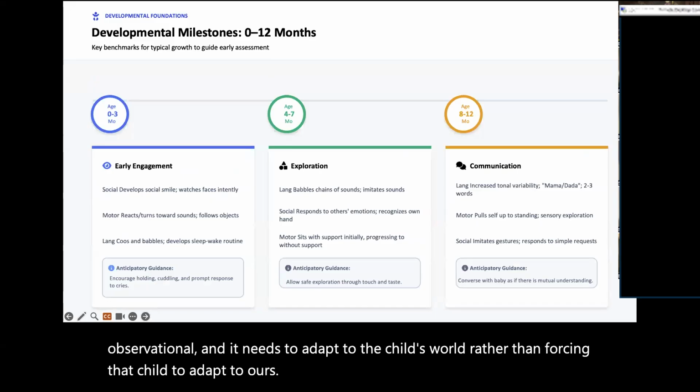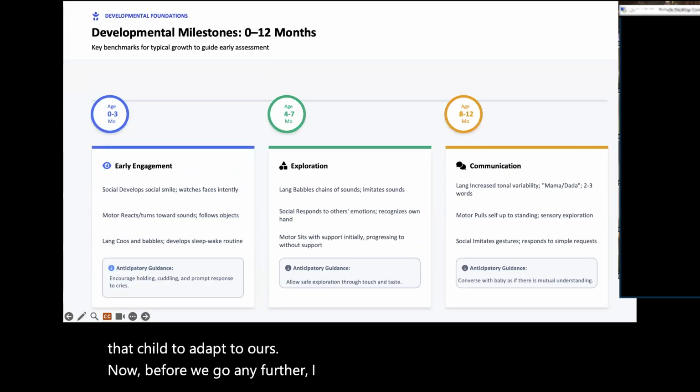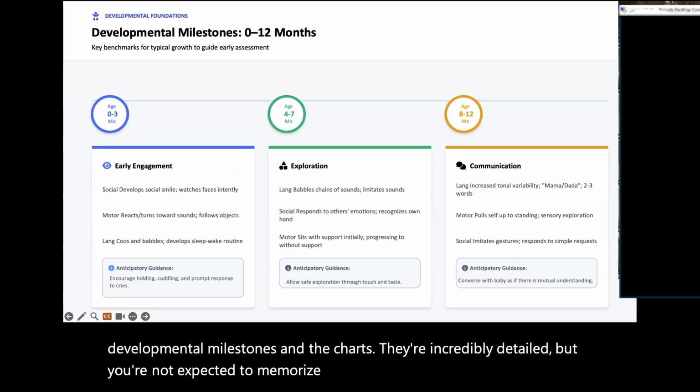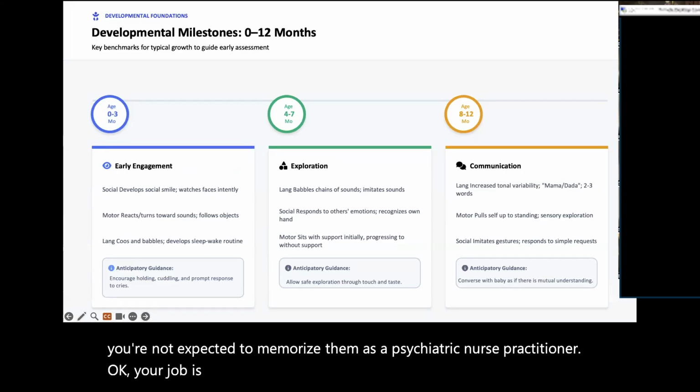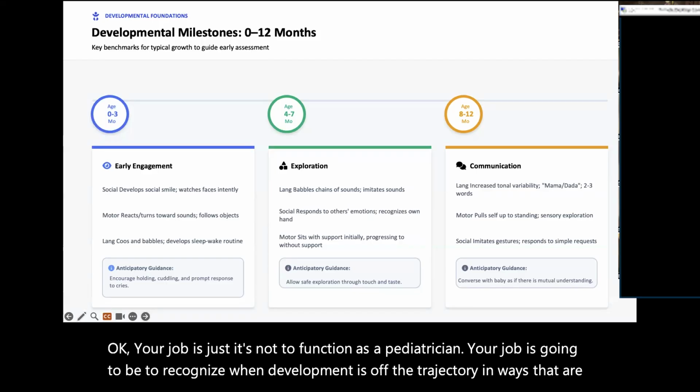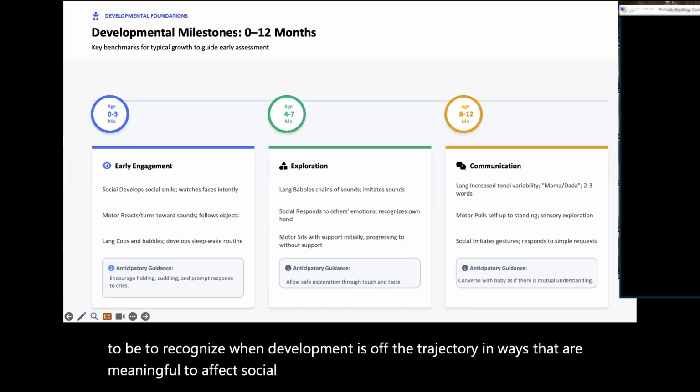Now, before we go any further, I need to acknowledge something about developmental milestones and the charts. They're incredibly detailed, but you're not expected to memorize them as a psychiatric nurse practitioner, okay? Your job is not to function as a pediatrician. Your job is going to be to recognize when development is off the trajectory in ways that are meaningful to affect social, emotional, and behavioral functioning.